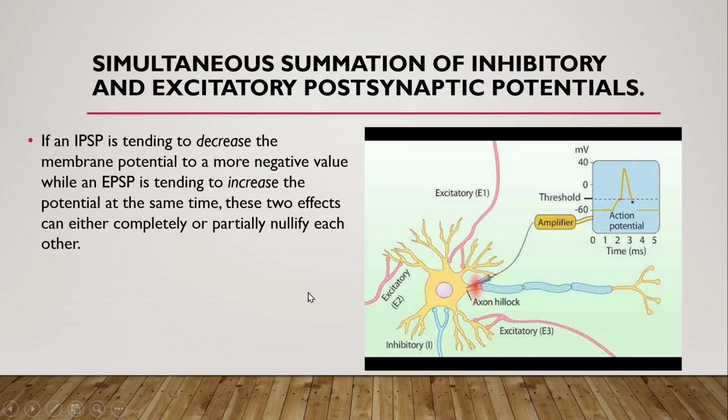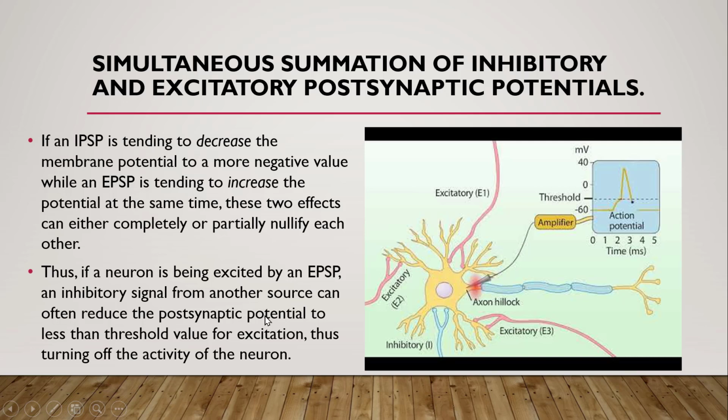This will cause no change if both are of the same strength. The excitatory and inhibitory inputs are both of the same strength, so it will cause no change in the postsynaptic potential of the neuron, and they completely or partially nullify each other. They block each other, and they don't allow any potential to the postsynaptic neuron.